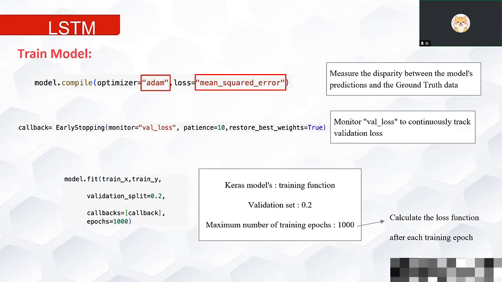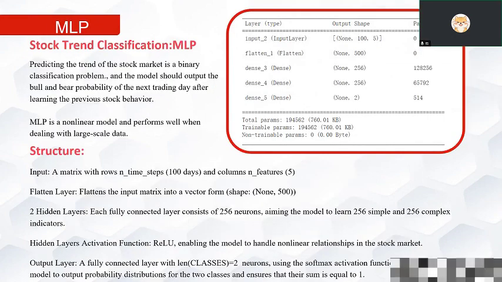Next page. Okay, then I'll talk about using MLP to predict the stock trend. We know that predicting the trend of the stock market is a binary classification problem, and the model should output the bull and bear probability of the next trading day after learning the previous stock behavior. So we choose MLP because it's a nonlinear model and performs well when dealing with large-scale data.